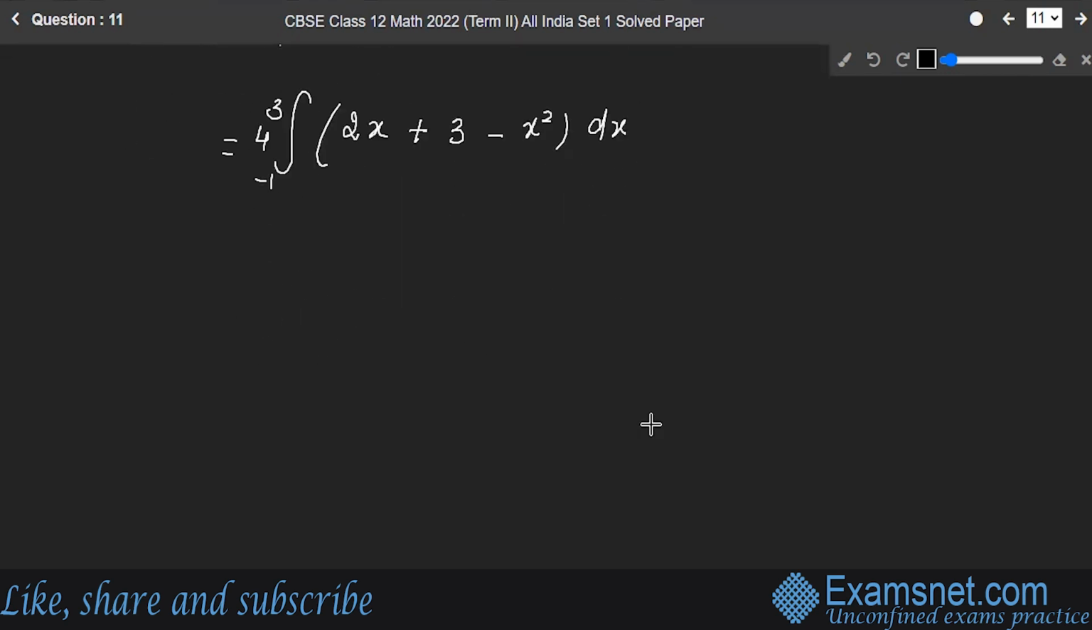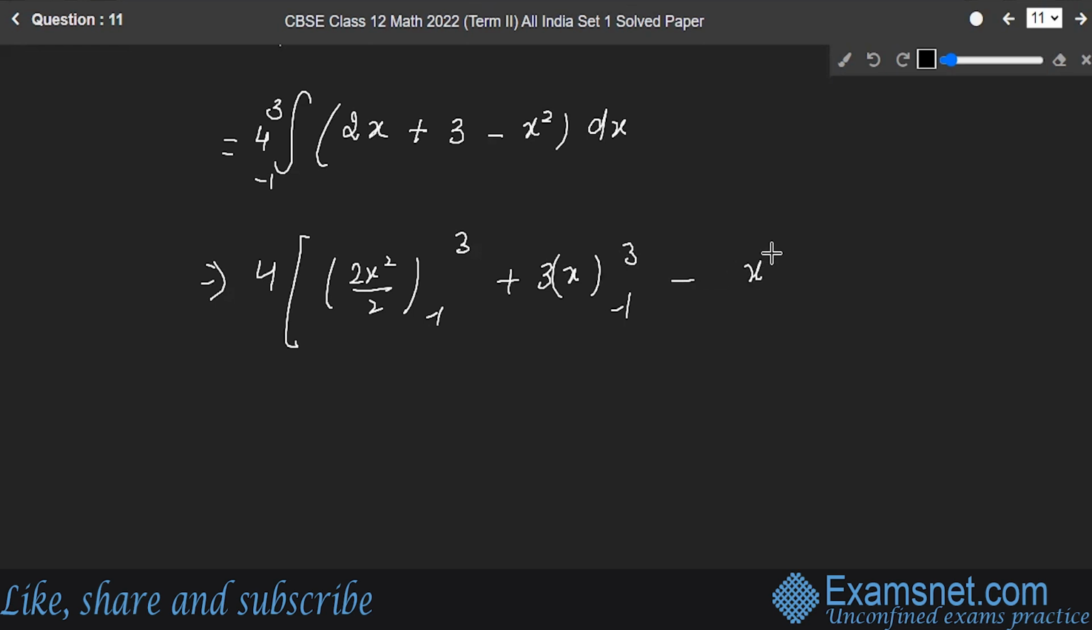Okay, so now let's integrate. You have the simple terms. This is 4. Now this is 2x square upon 2, limits minus 1 to 3, plus 3x, limits minus 1 to 3, minus x cube upon 3, limits minus 1 to 3. That's it. So 4, this has got to be 2 into 9. That's 18. This will cancel.